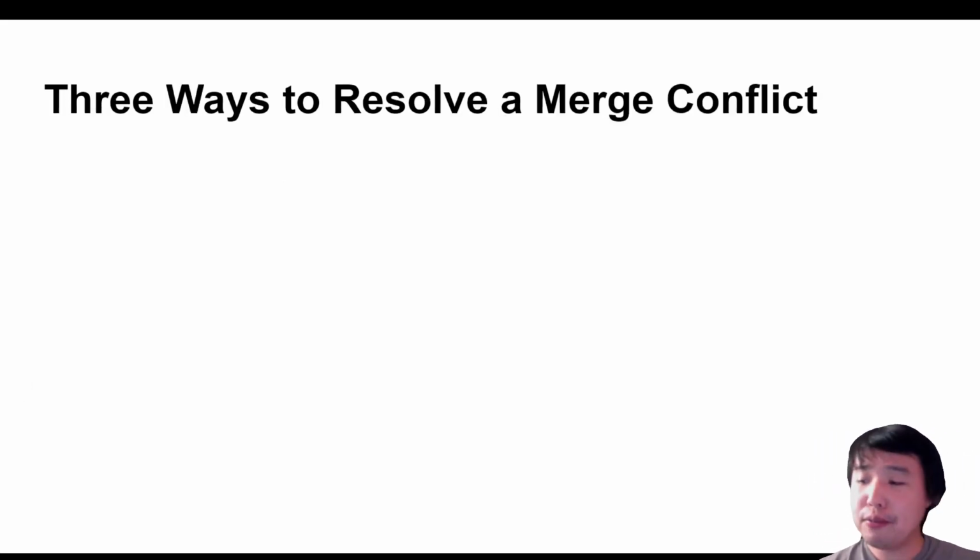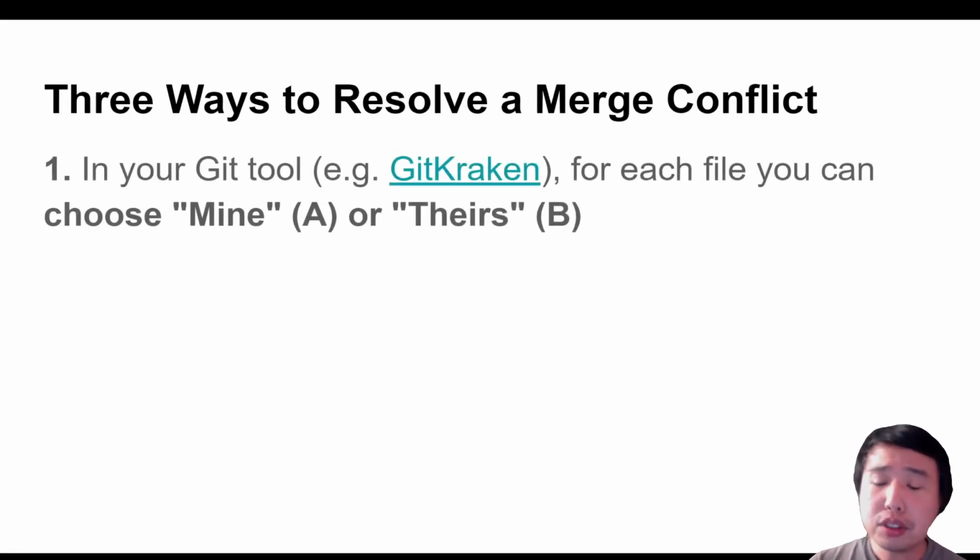So when you have a merge conflict, there's three main strategies for resolving this. The first way is probably the easiest way, is in your Git tool, for example, in GitKraken or SourceTree, or most Git tools will have this feature where you can easily choose which version of the file you want. Do you want the one on the branch that you are currently on, or do you want the other one on the other branch? So you choose between my version of the copy of the file or their version of the file. And that's pretty much an easy way usually to resolve it.